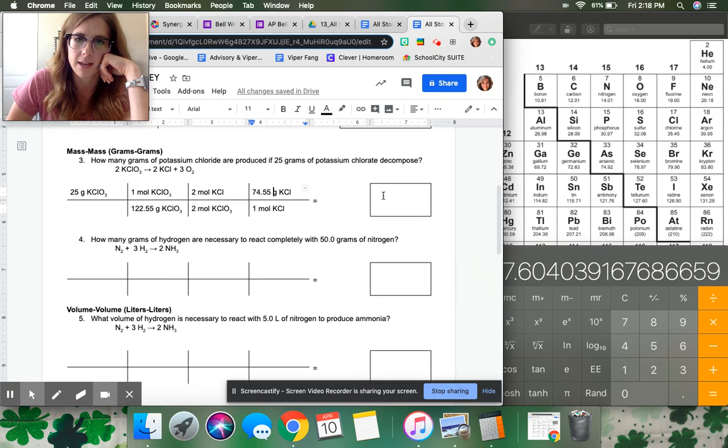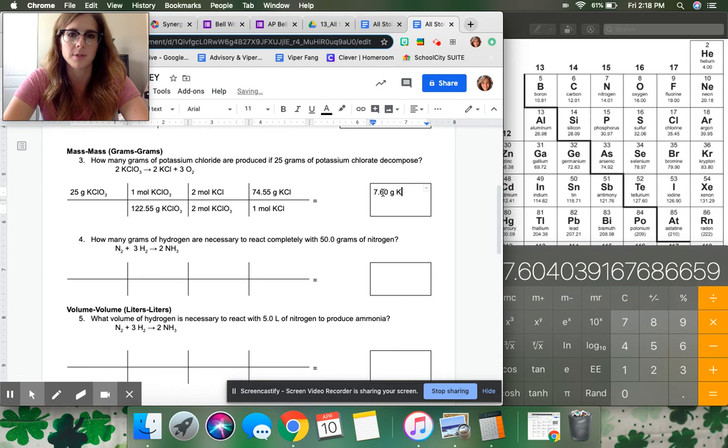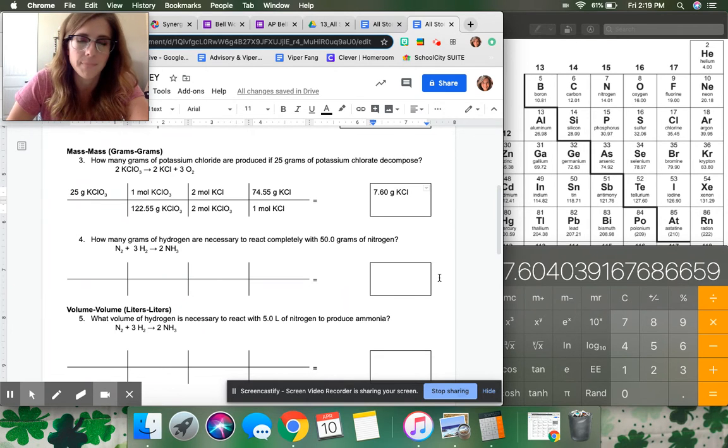In this case, I get 7.60 grams KCl. Okay, all I did was I multiplied across and then divided everything at the bottom. All right.